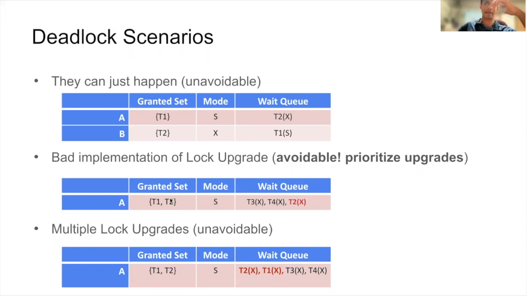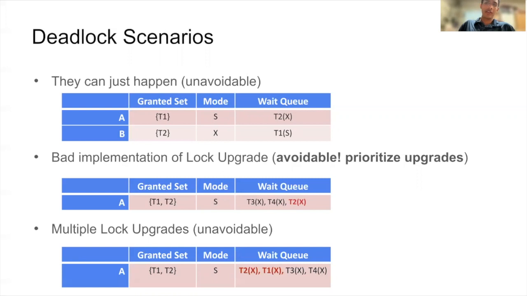So what's going to happen now? Well, T3 and T4 are waiting for T2 to release its S lock, and T2 isn't going to release its S lock because it's blocked, waiting for T3 and T4. So that's a case in which you would just get a deadlock. Now, that's entirely avoidable if you prioritize upgrades. And that's why we made that wrinkle in our rule.